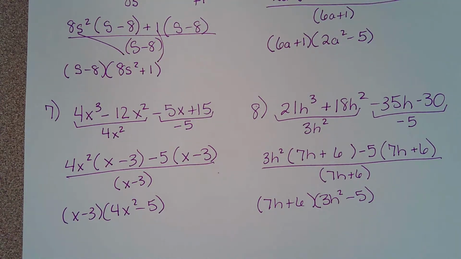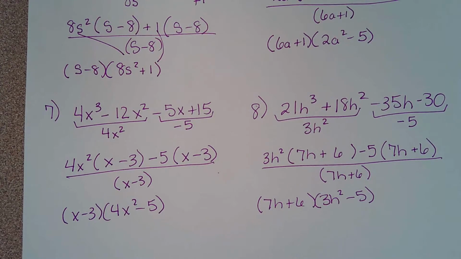Okay, I hope you paused it. Here are the results for 7 and 8. So the first one, as you can see, I pulled out a 4x squared and a negative 5 for the second grouping. I put them down and I got x minus 3 for each one after I took those out. So I divided out an x minus 3, which gave me x minus 3 and 4x squared minus 5 for my answer.